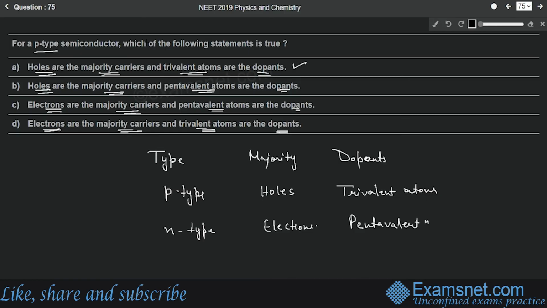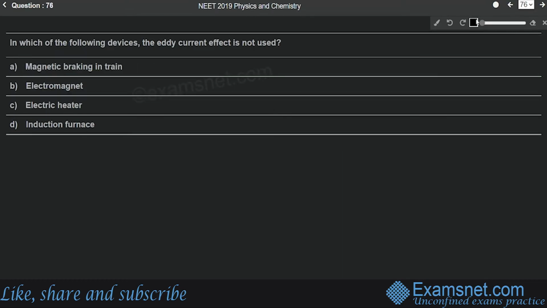What is trivalent? It means 3 electrons are present in the outermost shell, and they take part in the chemical reaction. Whereas in case of pentavalent, 5 electrons are present in the outer shell. So we can see that 3 electrons will be less negative as compared to the 5 electrons. Therefore, in P type, the majority carriers are holes and trivalent atoms are used as dopants. So option A will be the correct answer. And the third one, electrons are the majority carriers and pentavalent atoms are the dopants, represents the N type semiconductor. Got it?